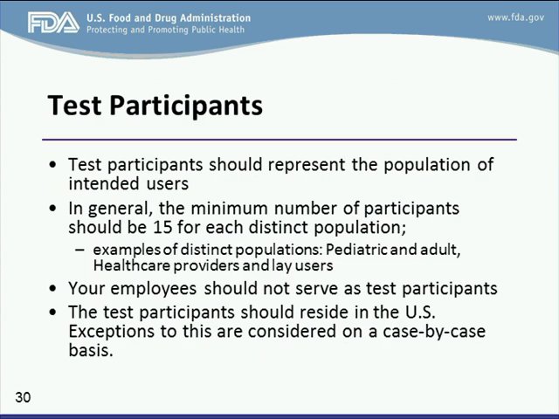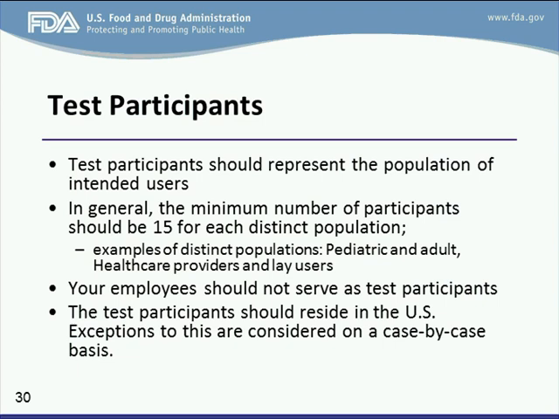So first, regarding the test participant, as we mentioned, the test participant should match the intended user's population of the subject device. In general, minimum 15 participants should be included for each user population. Now, the guidance gave two examples of what is a distinct population. One example is between pediatric population and adult population. And the second one is the healthcare providers and lay users. There are two examples from the guidance regarding the distinct population.